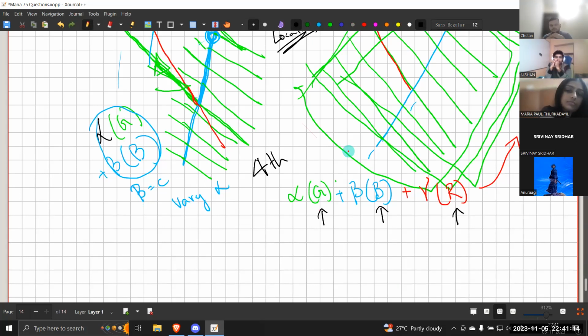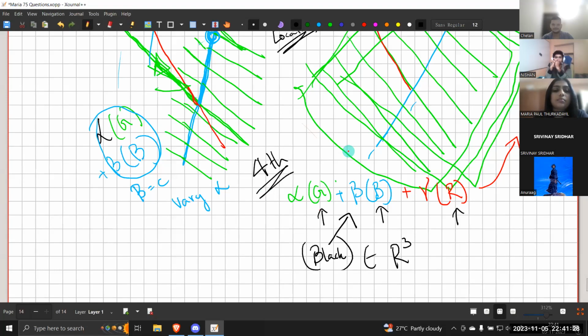And any fourth vector, let's say that fourth vector is black, right? This is the fourth vector. This black will always lie within this because black is in R3. So the fourth vector, if I'm already given 3 new vectors, 3 new dimensions for me to explore, if I've already explored every point of it, this fourth vector would have already been explored by me, right?